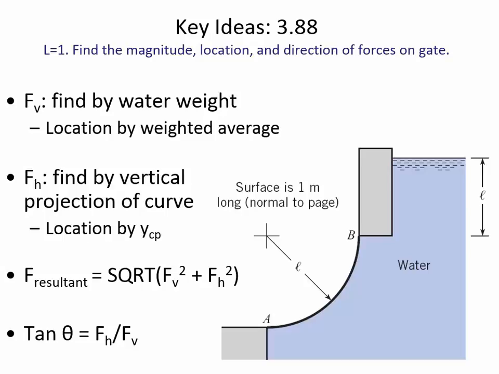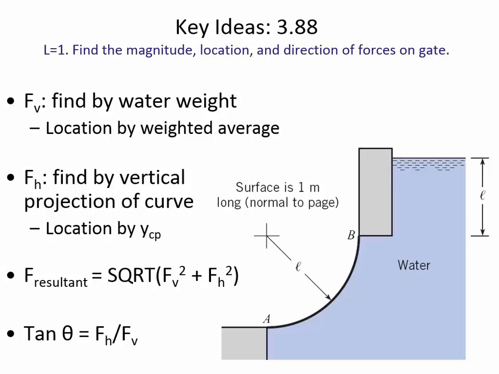There's a quarter circle, and then there's a rectangular component. You can break it up into the two pieces and then ask, what would be the weight of the water above this gate if water was in place? That's how you can find the vertical forces.